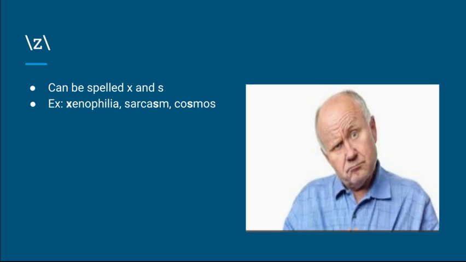Next, we have the Z sound. It can be spelled with either X or S, depending on the root of the word. In which case it's spelled X, it usually comes from a Greek root. For example, xenophilia has a root xeno meaning foreign, so it's going to be spelled X. Or we have it just normally spelled S, for example the word sarcasm, or cosmos.